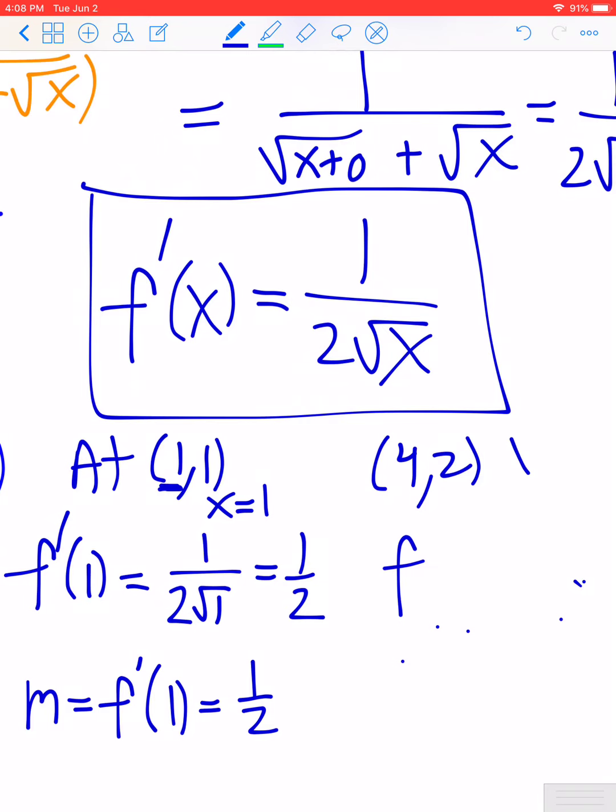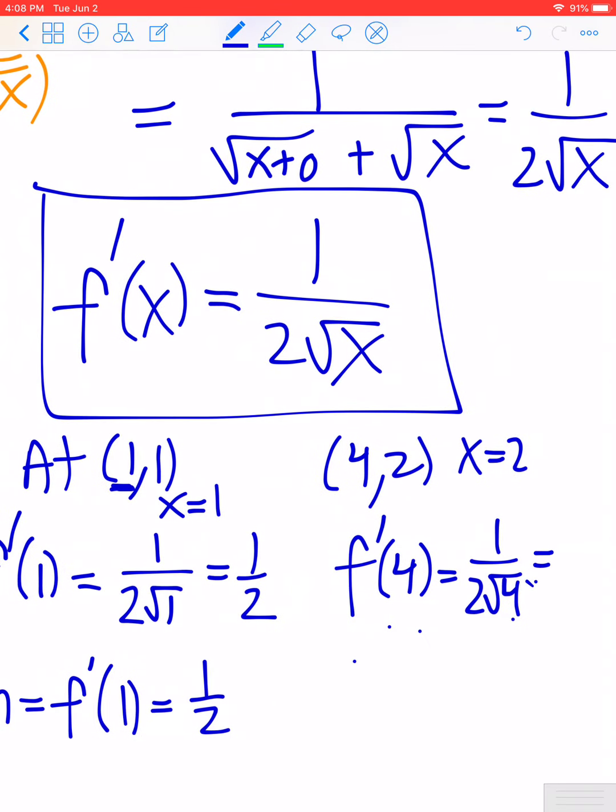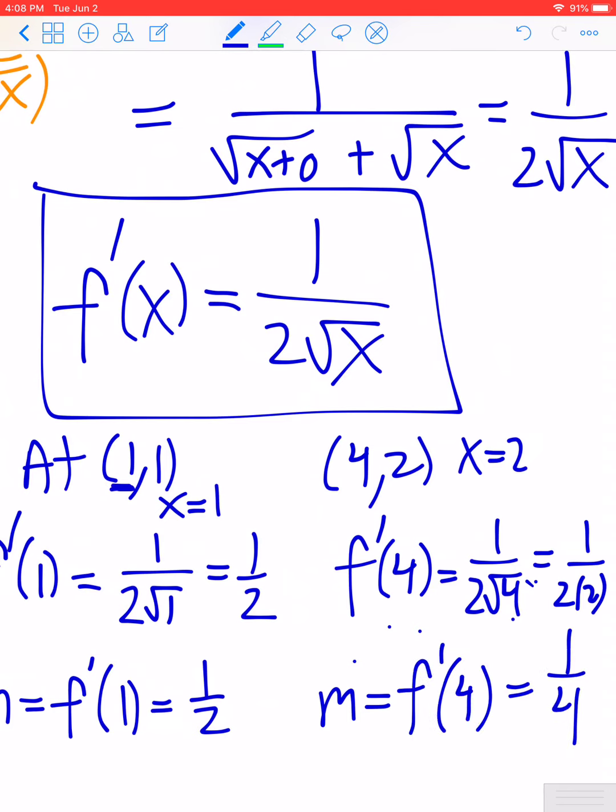At (4, 2), that is a point with an x value of 4. f prime of 4 is equal to 1 divided by 2 times the square root of 4. That's going to be 1 over 2 times 2, which should be 1/4. So at the point (4, 2), the slope is going to be 1/4.